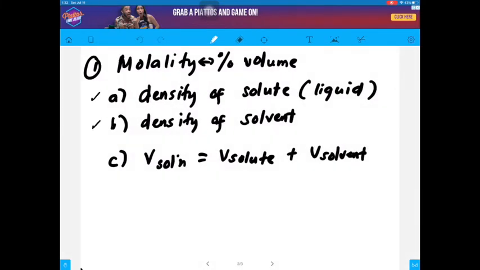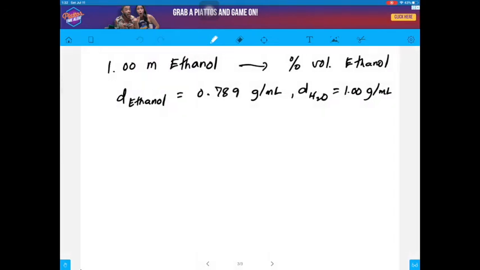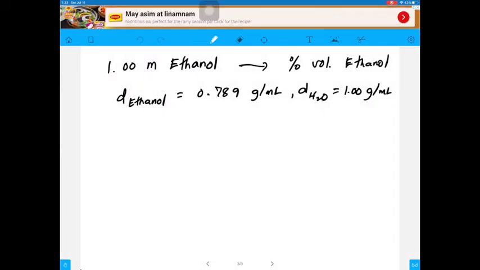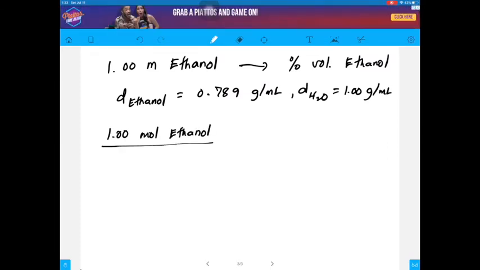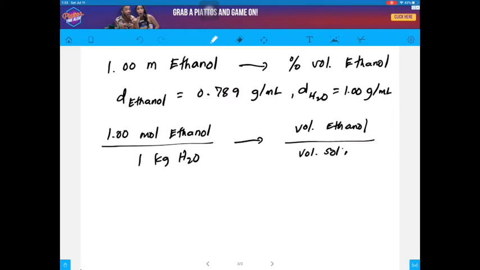These two requisites have been supplied already, so we can now directly convert the molality to percent by volume. So take note that 1 molal of ethanol is basically 1 mole of ethanol over 1 kilogram of water, which is your solvent. And we want to convert it to volume of ethanol over volume of solution times 100.